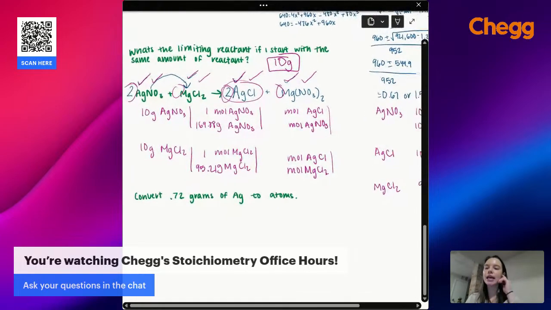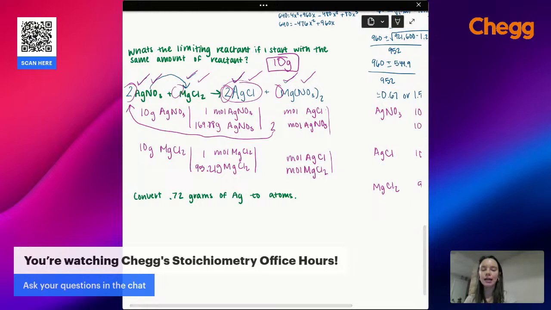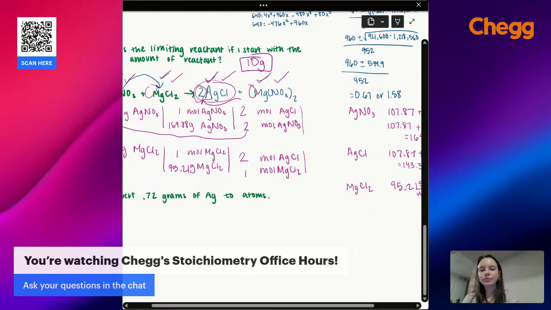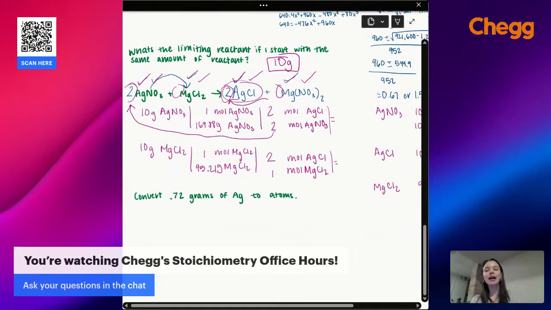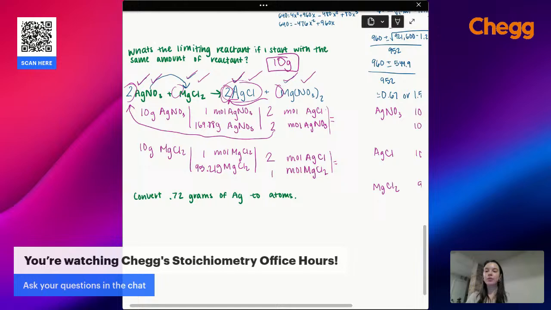For AgNO3 to AgCl, we have a 2 in front of the AgNO3, and for AgCl, we also have a 2. You can follow where I'm getting that from. For MgCl2, there's no coefficient, so we assume it's 1. Now, I'm going to give y'all 1 minute to put that in your calculators and figure out the moles of AgCl from each reactant, so we can figure out the limiting reactant. Bonus points if you figure out the limiting reactant in this 1 minute.